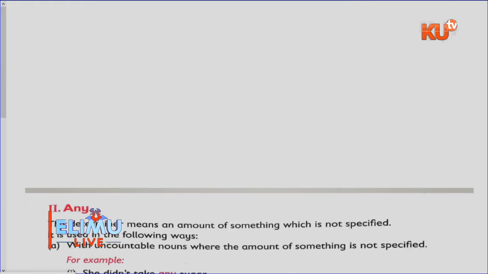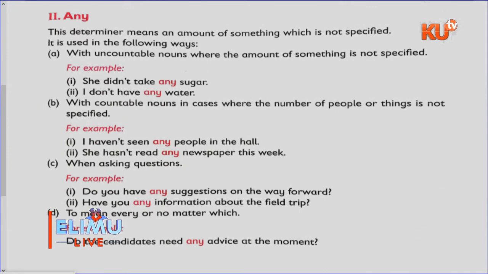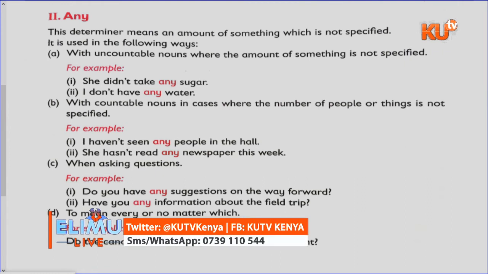The next one is any. This determiner means an amount of something which is not specified. It is used in the following ways. First, with uncountable nouns where the amount of something is not specified. She didn't take any sugar. I don't have any water.